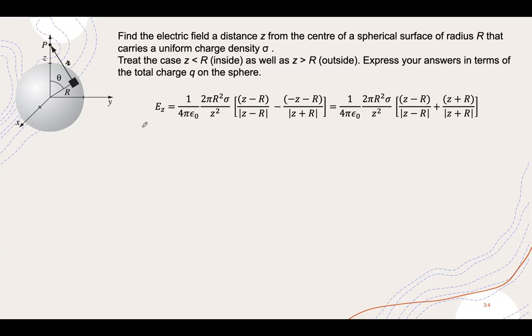So what one can do here: Z less than R. Can anybody guess what is going to happen? Or there is no need to guess, actually. You have the expression here, and you can find it very easily. What is going to happen if Z is less than R? That means the point is inside the shell, inside this spherical shell. What is going to happen?